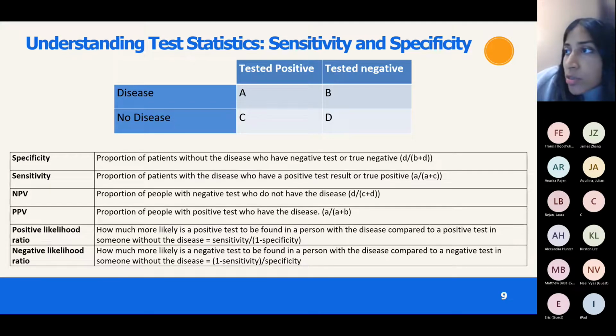There's a few other terms, so positive likelihood ratio, and that's how much more likely a positive test is to be found in a person with the disease compared to a positive test in someone without the disease. And negative likelihood ratio is the inverse. You won't really have to talk about those two so much, but I would be aware of sensitivity, specificity, NPV, and PPV. And you can see the letters in brackets are how each is calculated, and it's useful to just sit down and think about how that makes sense, because it can help your understanding.